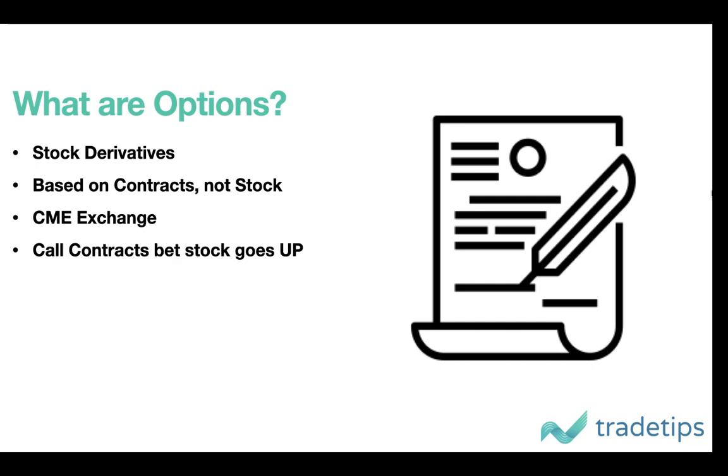Now again, call options are basically just bets that the stock is going to go up. And if you wanted to get some protection maybe against your stock, you can actually buy a put. Or if you want to bet that the stock is going to go down, a put contract allows you to bet a stock goes down and you can profit when the stock goes down by buying a put contract.